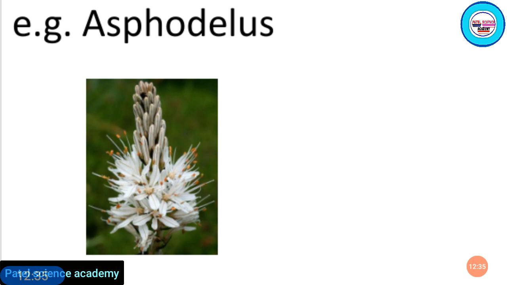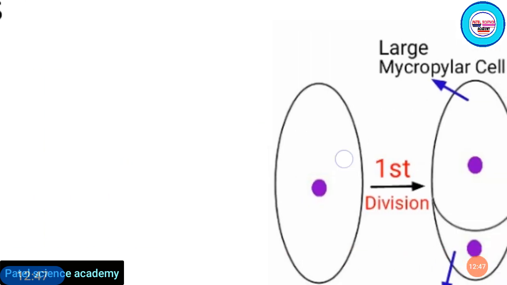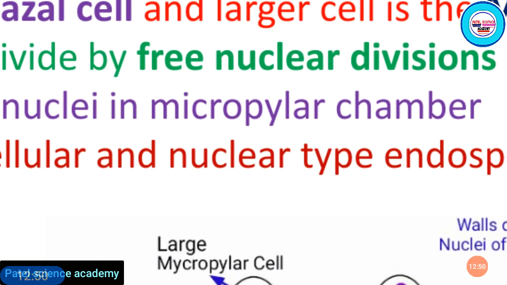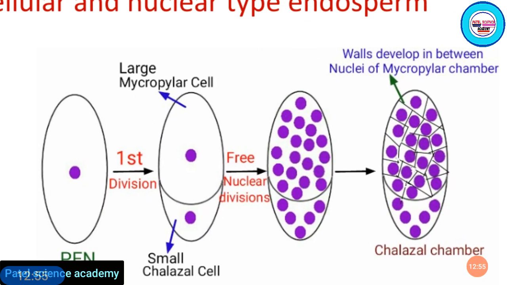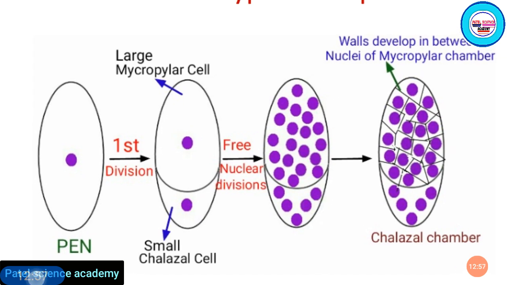You can see there, this is the example of the helobial endosperm in the Asphodelus plant. And now we'll see diagrammatically what happens during the development of helobial endosperm. We'll see it now properly. So as you can see, this is the PEN, primary endospermic nucleus. It goes for the first mitotic cell division, which is followed by transverse cell wall formation.